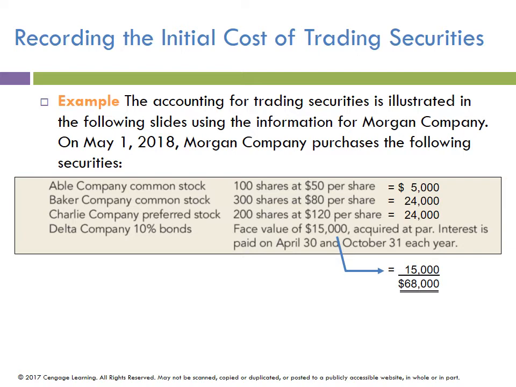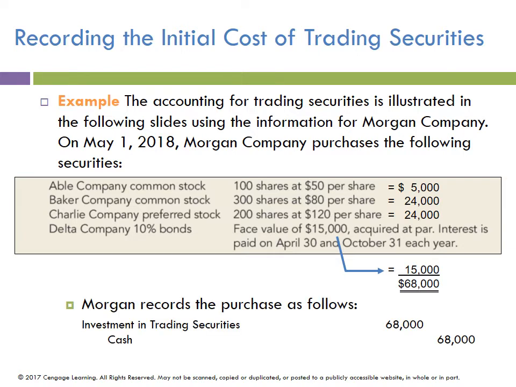So they paid a total of $68,000 for all these investments, and you can account for them all in one account. So you'll debit investment in trading securities, which will always be a current asset, and credit cash. Remember, trading securities, the intention is to sell them very quickly.